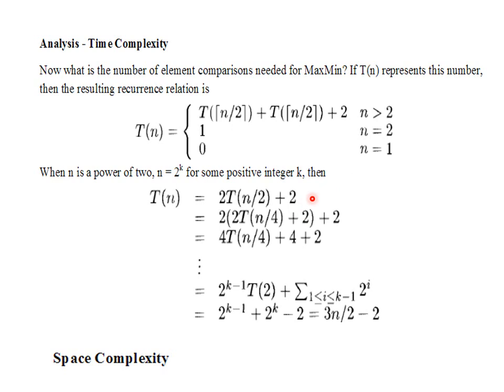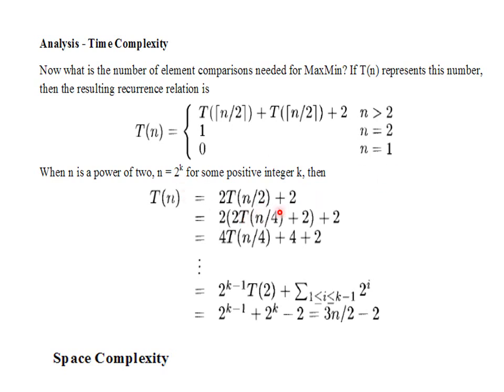If we are using the master theorem, we can easily apply it, because f of n is equal to n to the power 0, since 2 is a constant. So d is equal to 0.